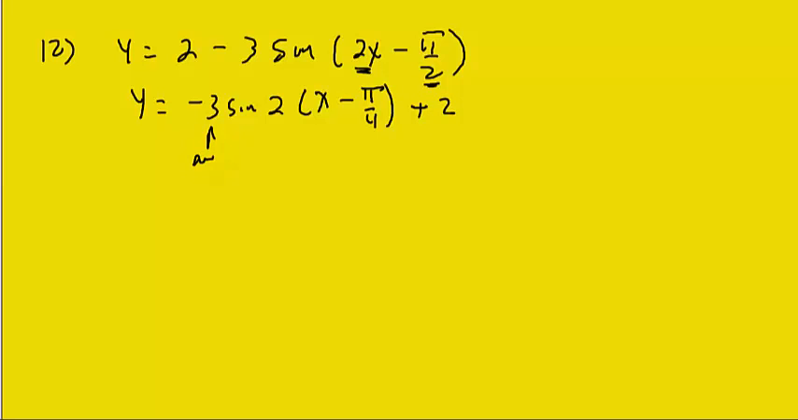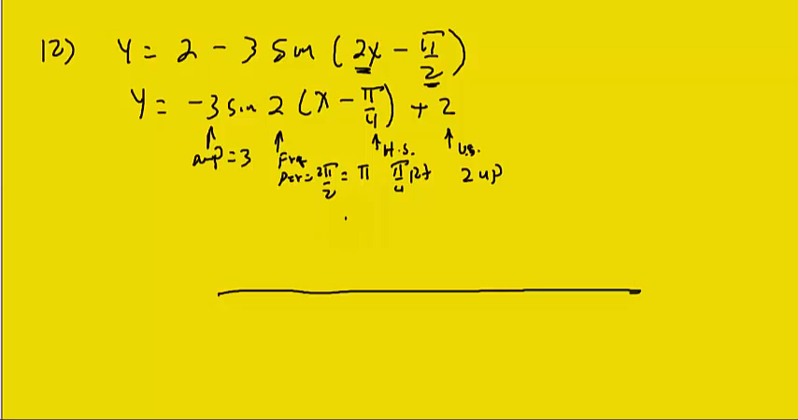This is my amplitude, which is 3. Okay, not negative 3. Negative just tells me the graph just flips. And this is my frequency. Okay, that means my period is 2 pi divided by 2, which is pi. And this is my horizontal shift. Okay, that means I'm going to go pi fourths to the right. Okay, and this is my vertical shift. And that means I'm going to go 2 up. Okay, let's graph.